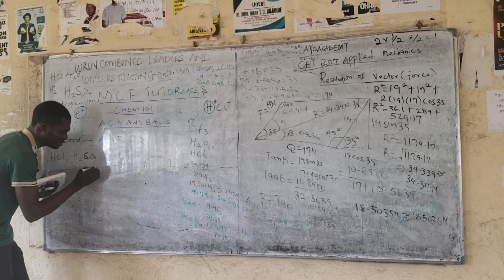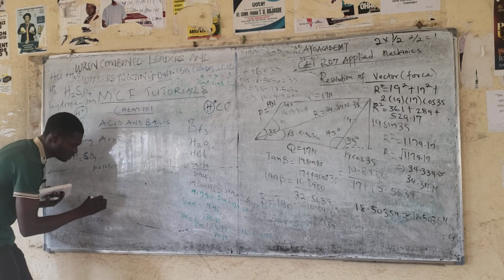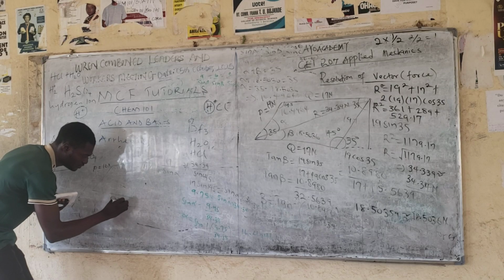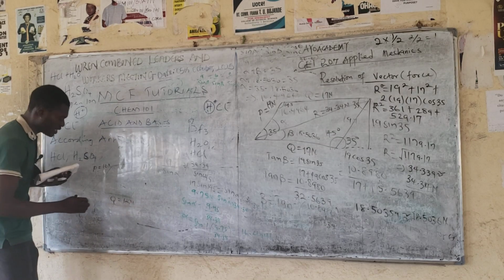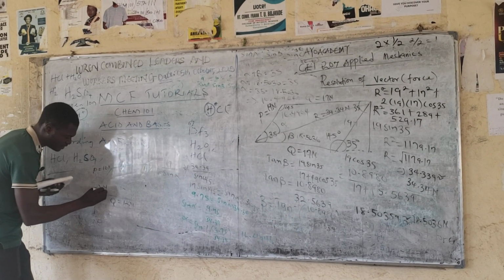So let's say we have this place as P as 10 newtons, and this place Q as 12 newtons. And the angle between them is, let me just say, 45.